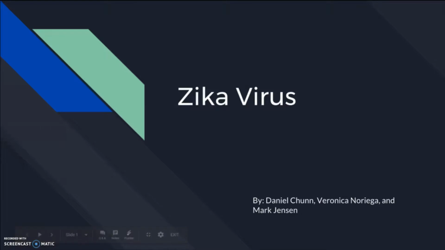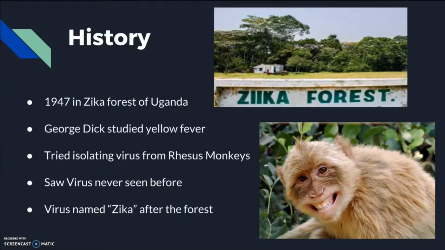I'm going to begin by explaining a brief history about the Zika virus. In 1947, a British virus hunter named George Dick was studying yellow fever in a forest called Zika in Uganda, Africa. As part of his research, he would take rhesus monkeys and put them into cages. He would then allow these monkeys to be bitten by mosquitoes in the hope that he could isolate the yellow fever virus from their blood. As he was researching the monkeys' blood, he discovered a virus that nobody had ever seen before. The virus was named Zika, after the forest it was found in.